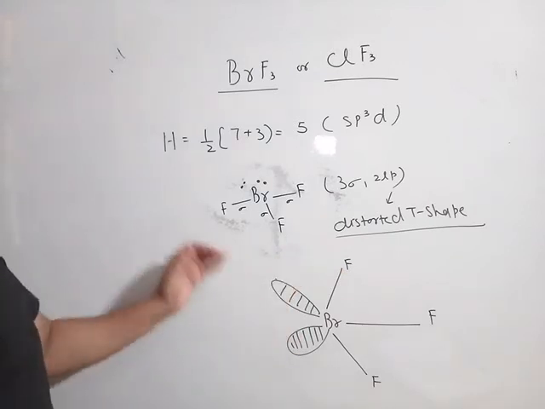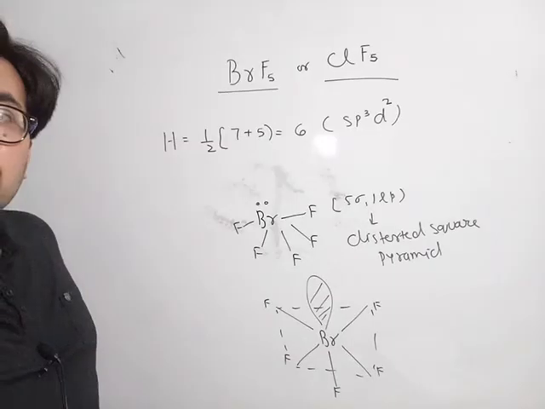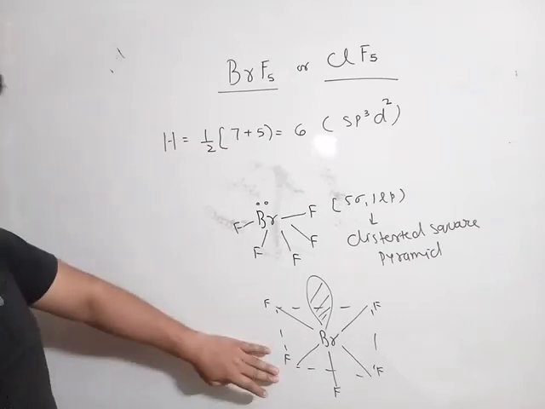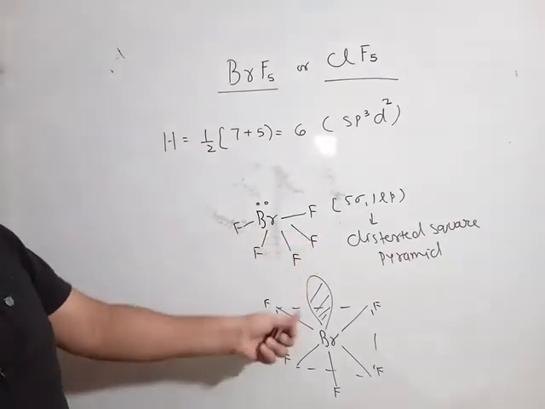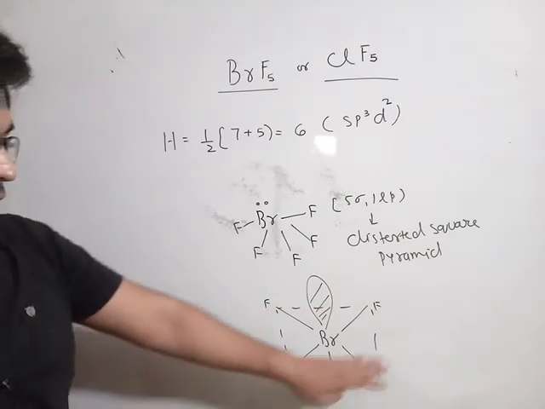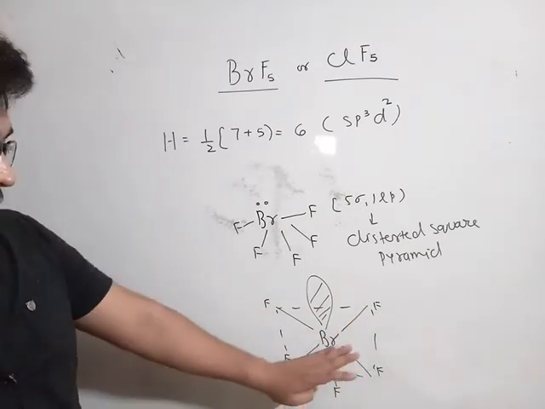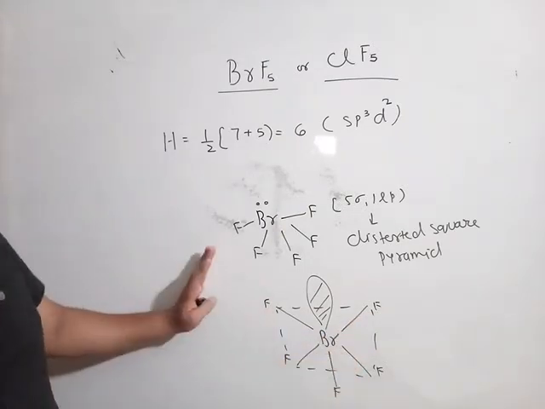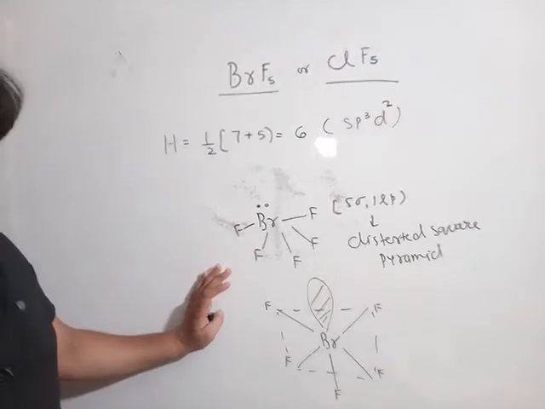Now we'll move to the next case. As you can see over here, that will be the distorted T shape. This lone pair will be in the axial position, and these 4 F atoms will be in the plane at 90 degrees. Now we'll move towards the next case.